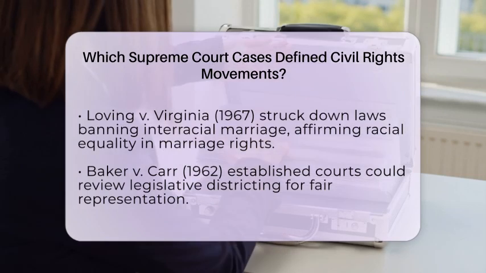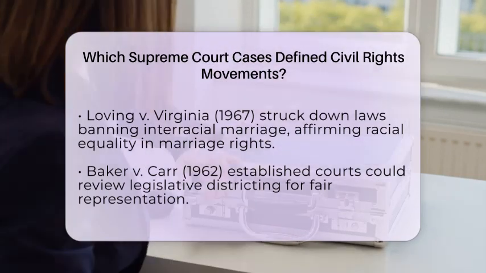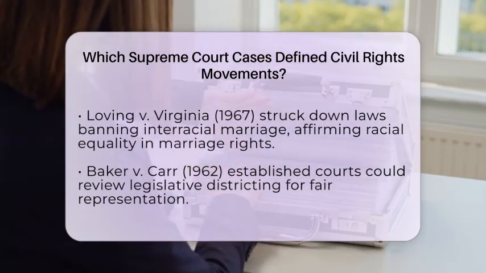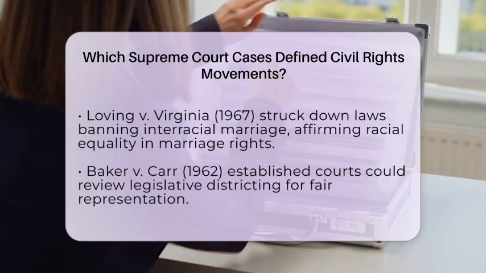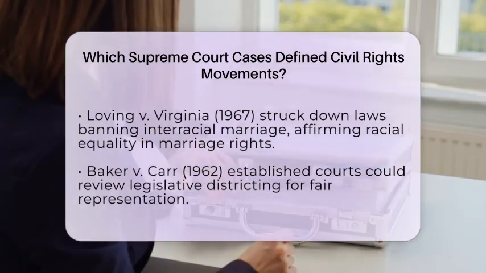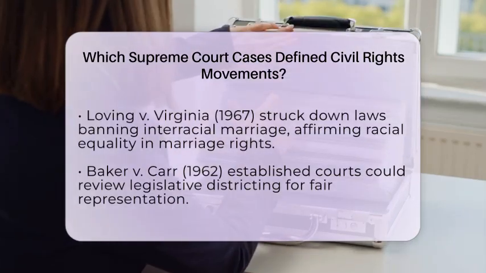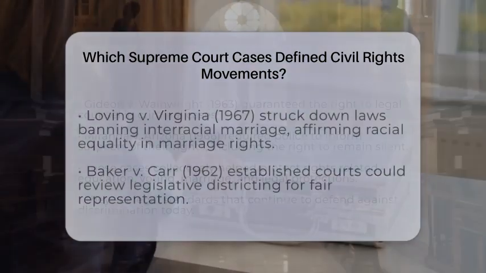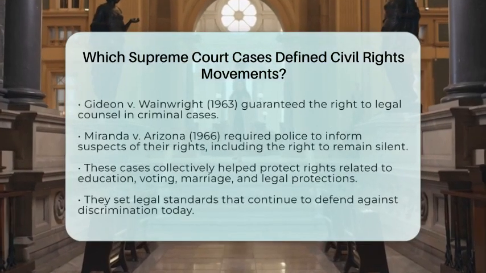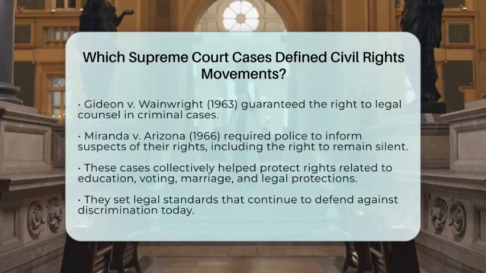Loving v. Virginia in 1967 struck down laws banning interracial marriage. The court said these laws violated the 14th Amendment's equal protection and due process clauses. This case made it clear that love and marriage should not be limited by race.